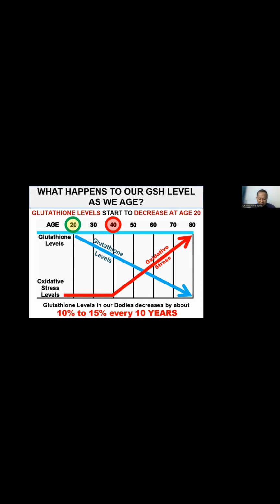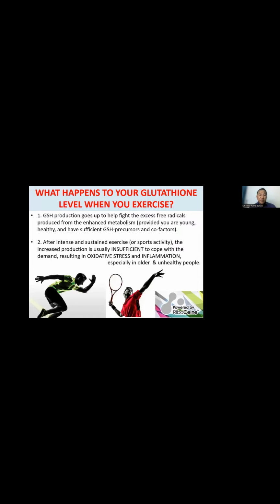Your protein synthesis is affected, your DNA repair is affected, cell division is affected, etc. Now we focus on this role on fitness, glutathione and physical fitness. So what happens to your glutathione level when you exercise? The body and the cell will respond. Glutathione production goes up to help fight the excess free radicals produced from the enhanced metabolism. This is of course provided you are young, healthy, and have sufficient glutathione precursors and cofactors.